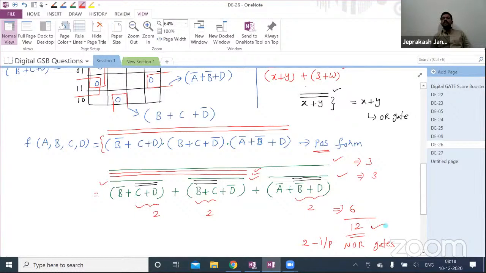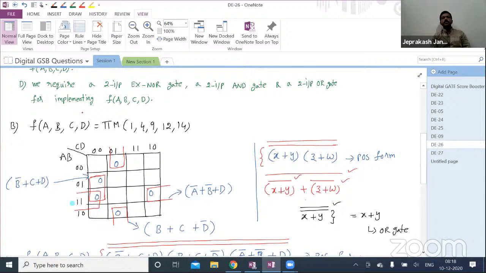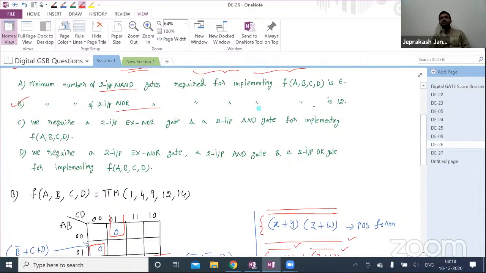Is it clear how it is 12 two input NOR gates? If you're having any doubt, you can ask. Whether any doubt is there, or is it clear regarding the number of two input NOR gates required being 12? Clear? Right, very good. So option B is correct. The minimum number of two input NOR gates required for implementing f of ABCD is 12. So option B is correct.